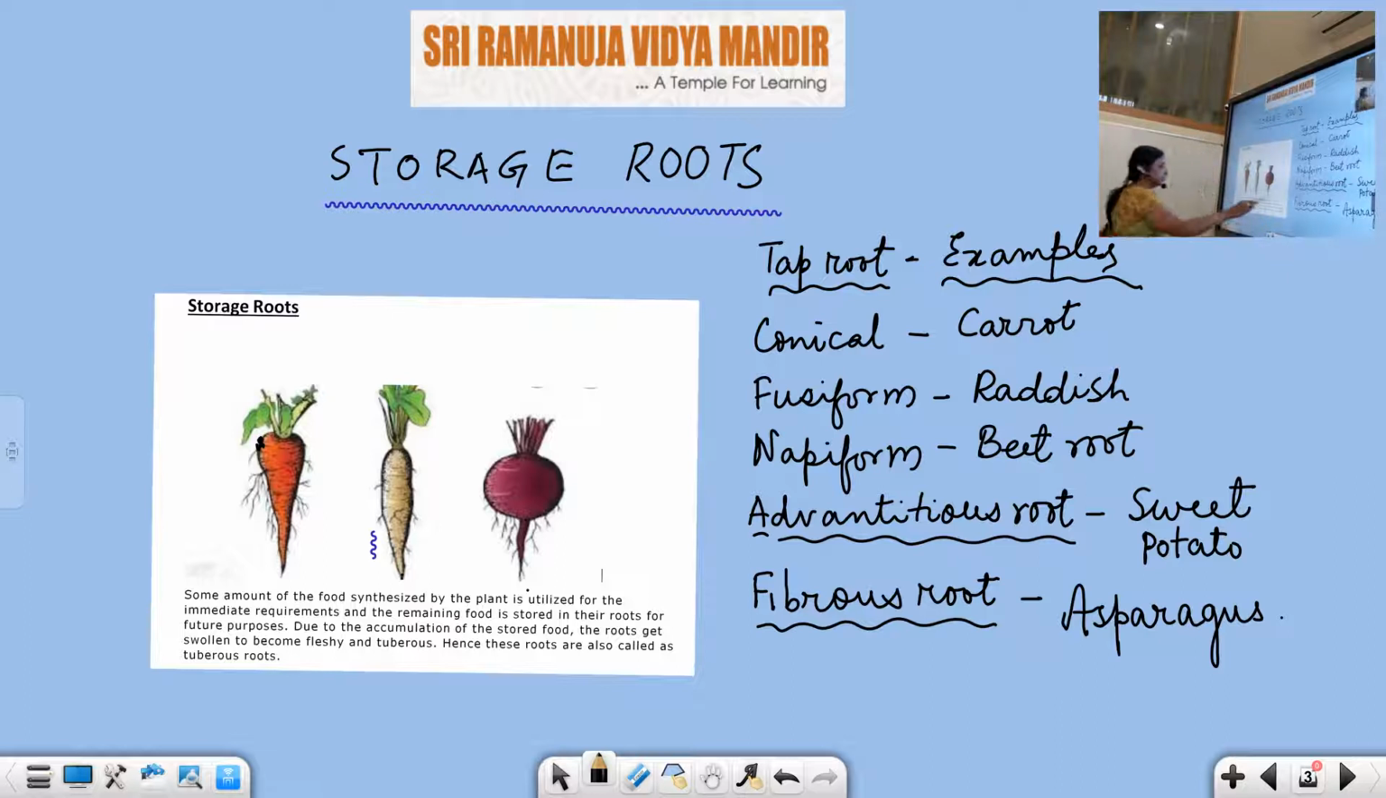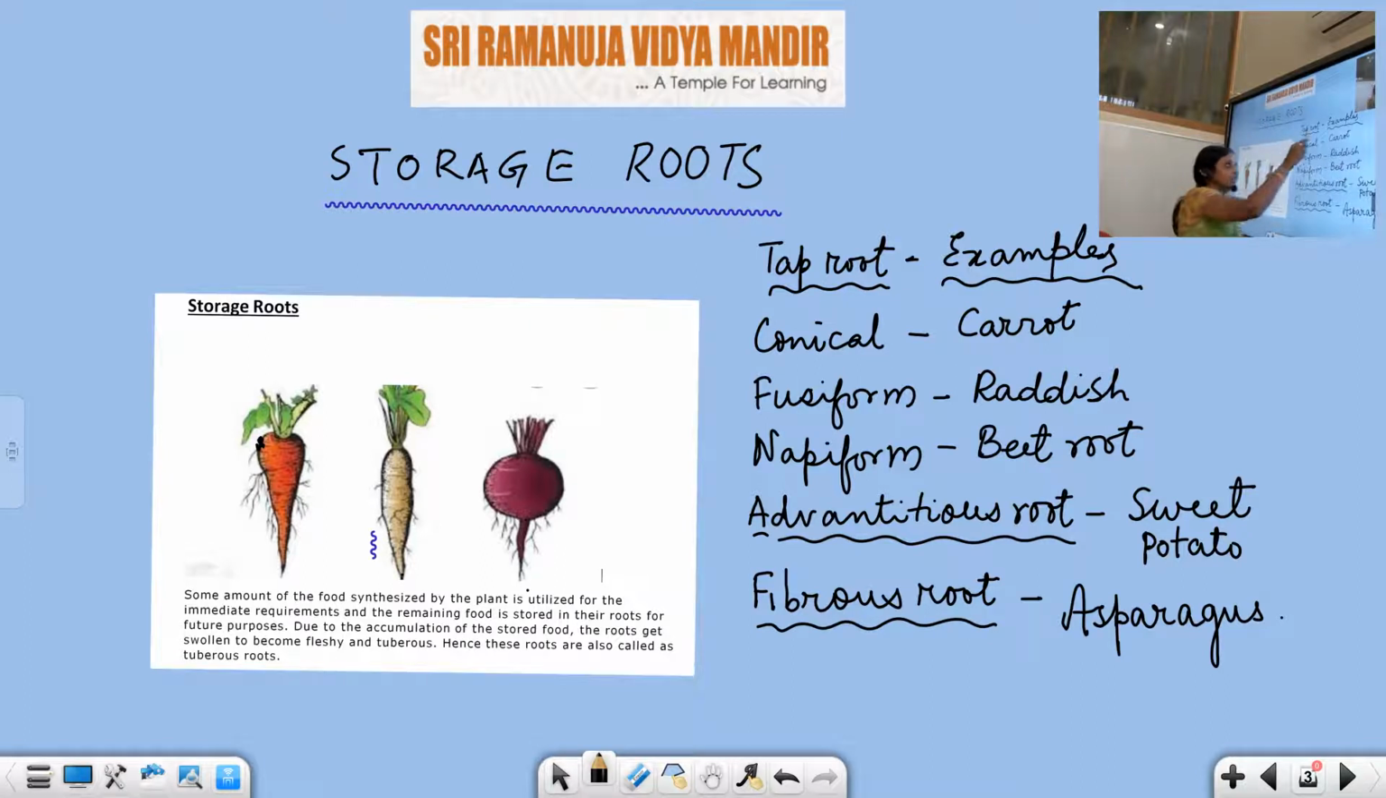So the plant utilizes food for its immediate requirements and the remaining food is stored in the roots for future purpose. Due to the accumulation of stored food, the roots get swollen or bulged, becoming round-like, fleshy and tuberous. This storage root is also called tuberous root because it becomes tuber-like.